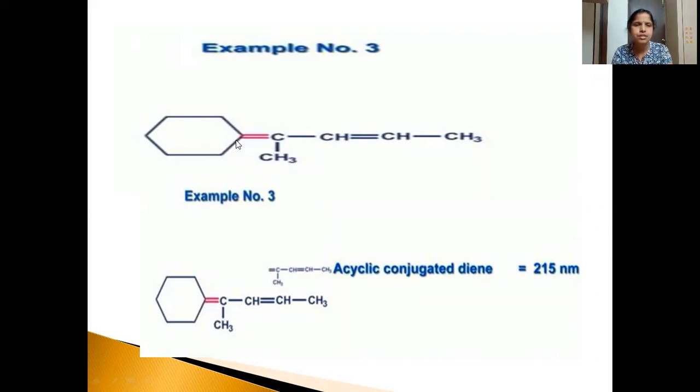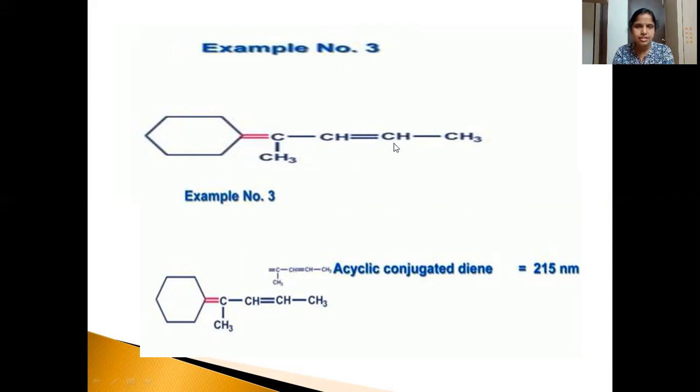This is also again a diene. In this part you can see double bond, single bond, double bond. But how is this a diene? It is not present in a ring. So we call this an acyclic conjugated diene. So for an acyclic conjugated diene, the base value is 215 nanometers. That's why we will be taking this system as an acyclic conjugated diene having 215 nanometers.